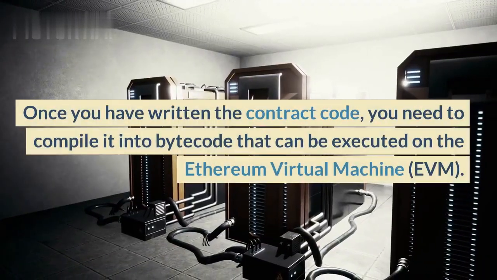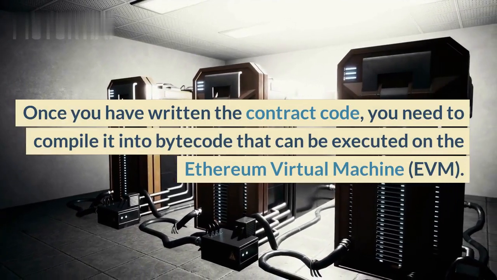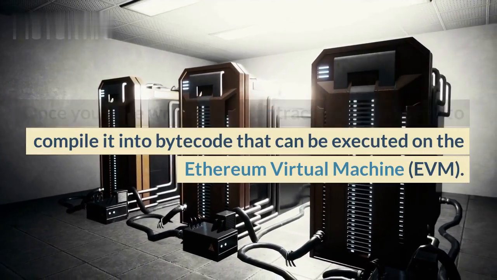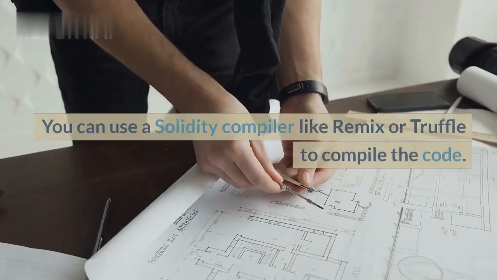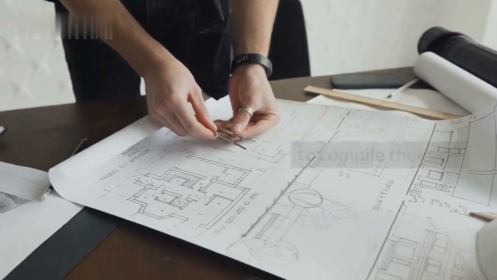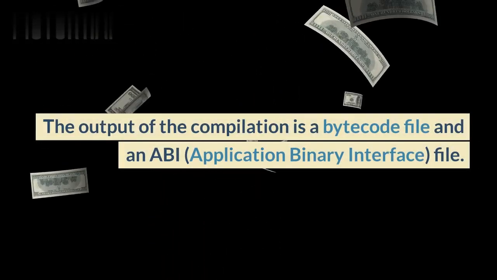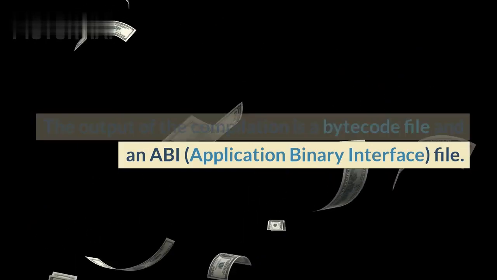Once you have written the contract code, you need to compile it into bytecode that can be executed on the Ethereum Virtual Machine, EVM. You can use a Solidity compiler like Remix or Truffle to compile the code. The output of the compilation is a bytecode file and an ABI, application binary interface, file.